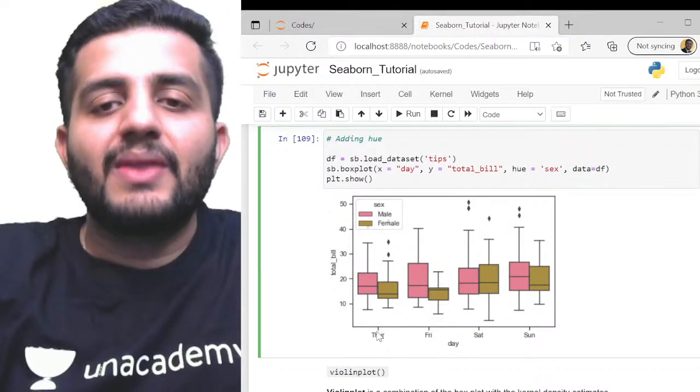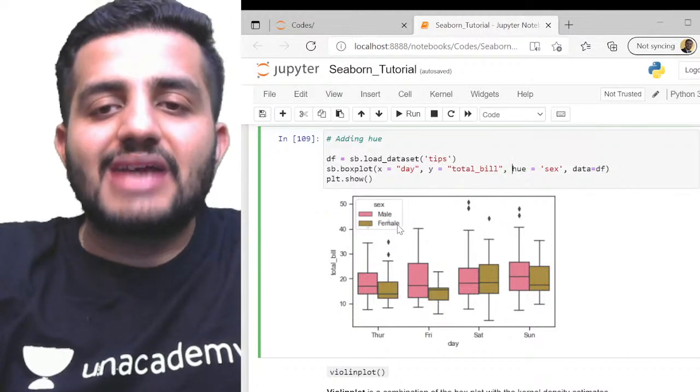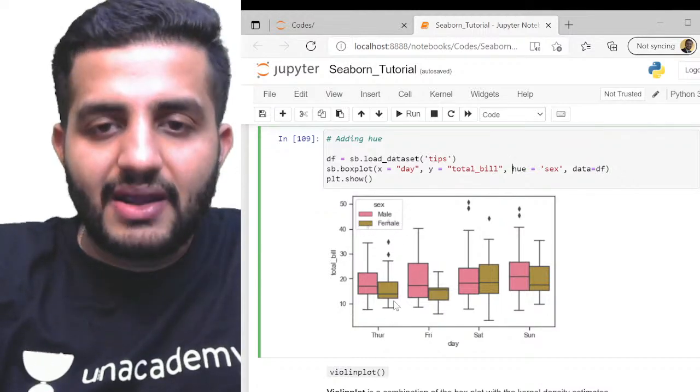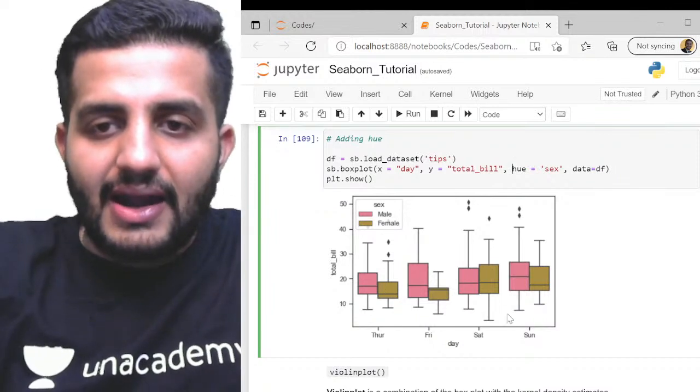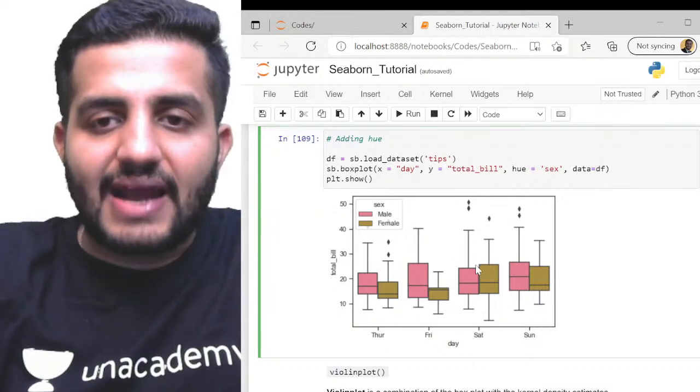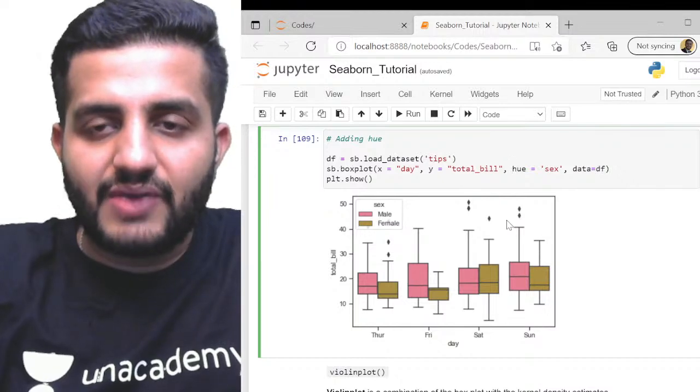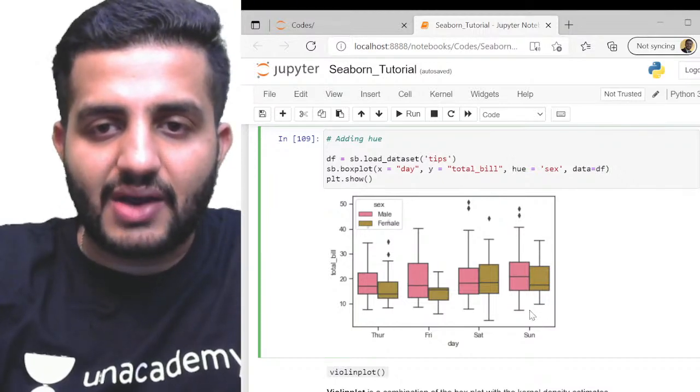And can you see this? I have big outliers. I have outliers for females on Thursday, and I have some really good outliers on Saturday for males, and on Sunday also we have outliers in males. The range is also high.